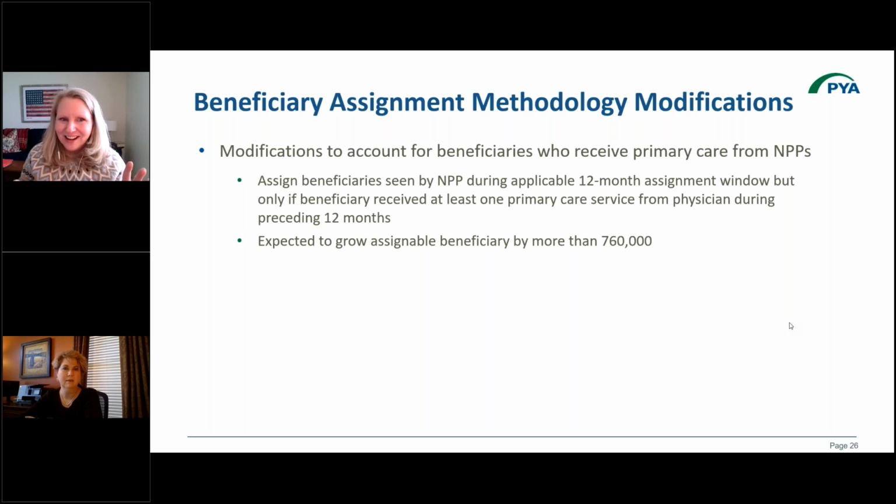Also consider, for those of you that have shared savings distribution models that are based on attribution, which means the monies have always gone to the physicians, this will change and impact that because now we're going to have individuals that are going to be assigned or attributed to your ACO based on their relationship with an MPP.